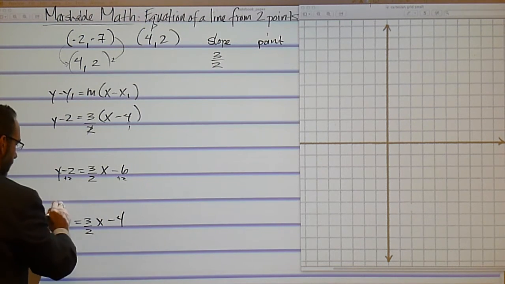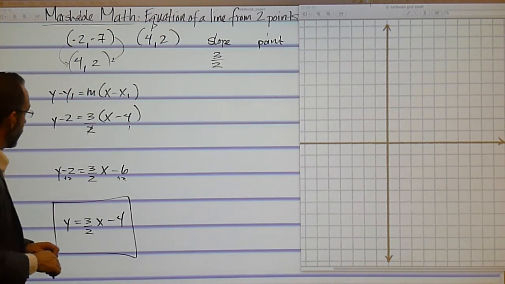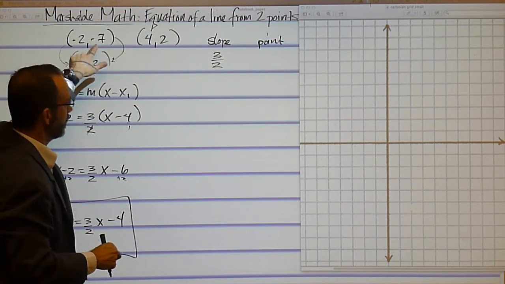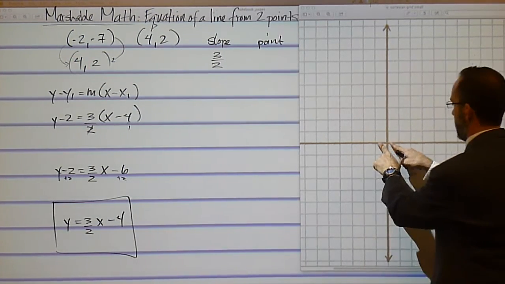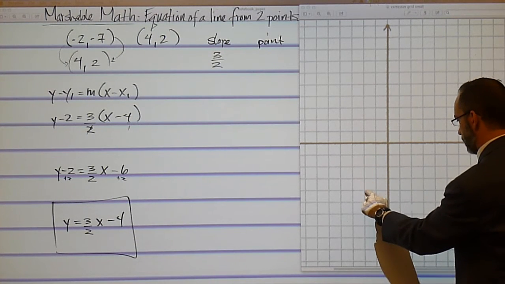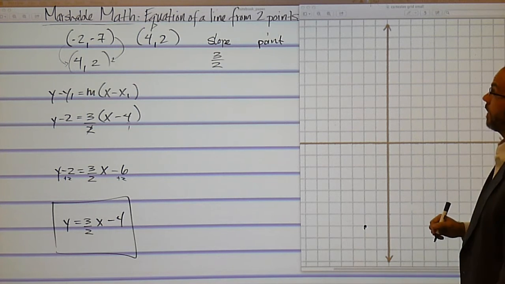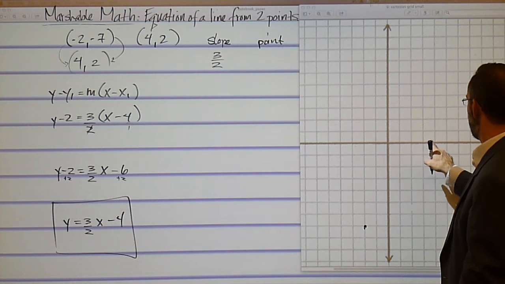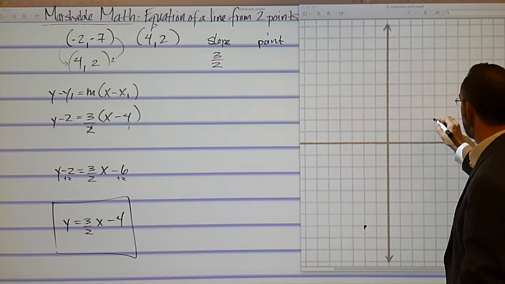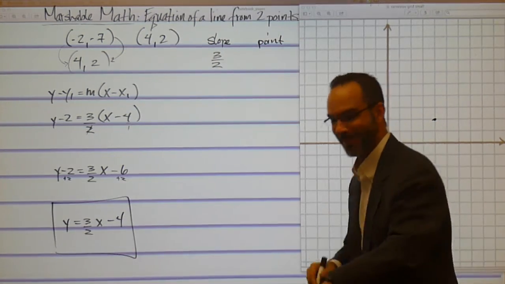How do we check? Just check it graphically. Let me plot these points. -2, -7. Down 1, 2, 3, 4, 5, 6, 7. Oh, it's way down there. And then 4, 2. 1, 2, 3, 4, 1, 2. Here it is.